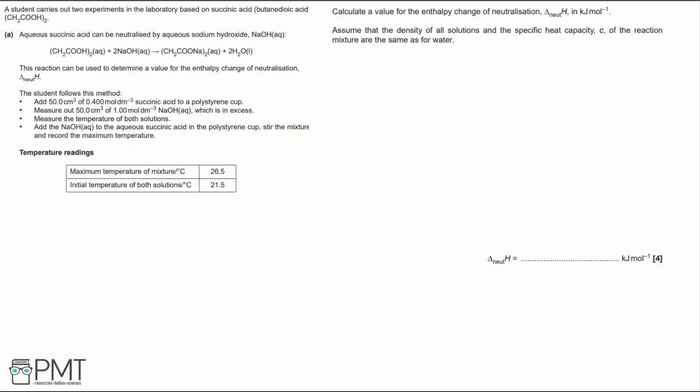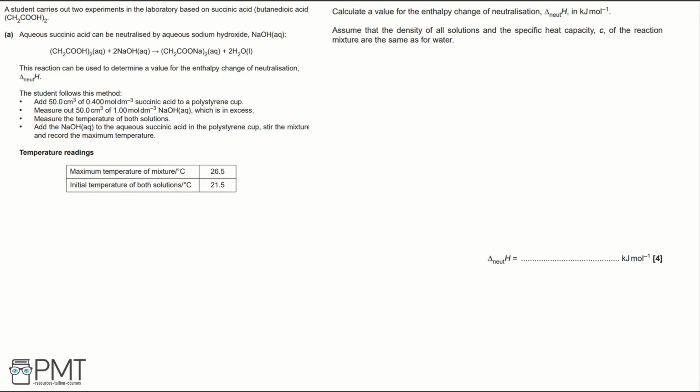A student carries out 2 experiments in the laboratory based on succinic acid, butane dioic acid, CH2(COOH)2. Part A. Aqueous succinic acid can be neutralized by aqueous sodium hydroxide, NaOH. This reaction can be used to determine a value for the enthalpy change of neutralization. The student follows this method. Add 50.0 cm³ of 0.400 mol/dm³ succinic acid to a polystyrene cup. Measure out 50.0 cm³ of 1.00 mol/dm³ NaOH, which is in excess.